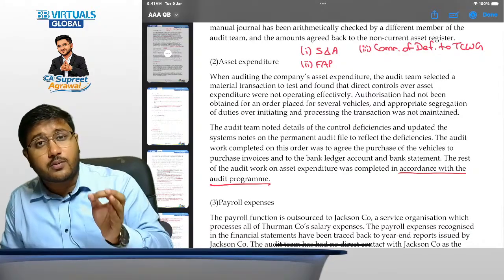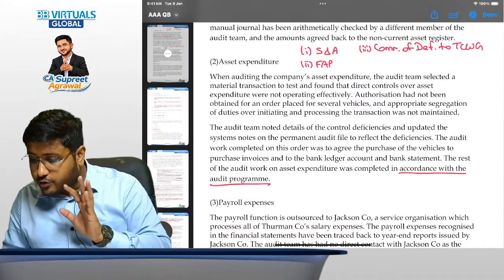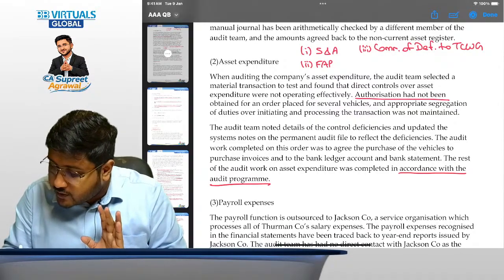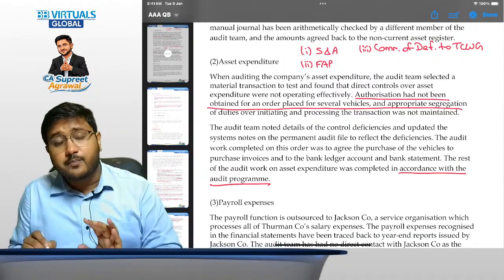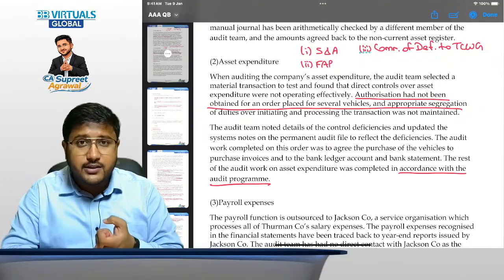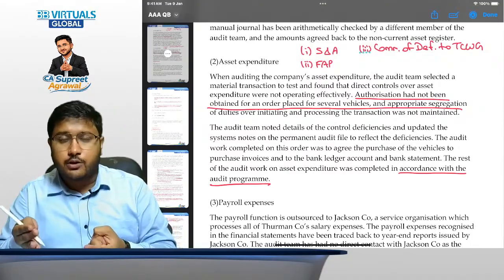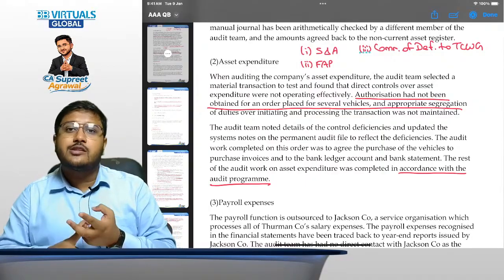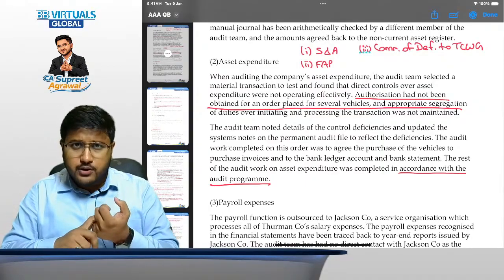Then when we talk about the further audit procedures, what you should do is, you should here see there's a specific point: authorization had not been obtained for an order placed for several vehicles. So what you should do is, you should understand whether the vehicles were actually required for the business purposes or not, and whether they are being used for the business purposes of the entity or not. That is the important pointer here.